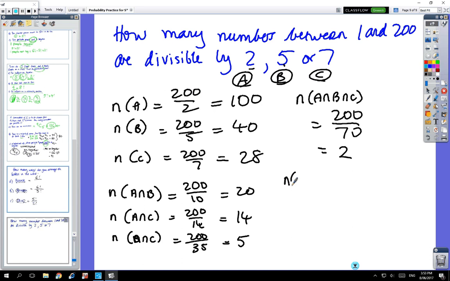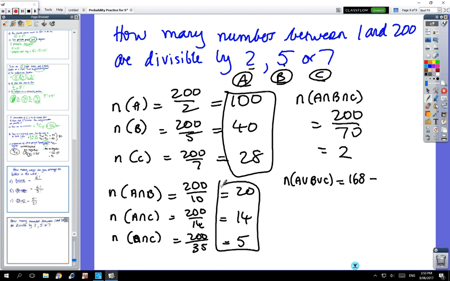So the number in A or B or C equals A plus B plus C, which is 100 plus 40 plus 28 equals 168, minus 20, 14, 5, which is 39, and then add 2. So 168 minus 39, it's 129, plus 2 is 131.